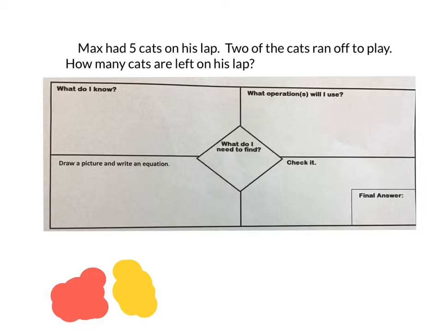So, the word problem says, Max had 5 cats on his lap. 2 of the cats ran off to play. How many cats are left on his lap? I'm going to start in the middle box of my graphic organizer where it says, what do I need to find? I'm going to read it again. Max had 5 cats on his lap. 2 of the cats ran off to play. How many cats are left on his lap? So what I need to find is how many are left. So I'm going to write left so I remember how many cats are left.